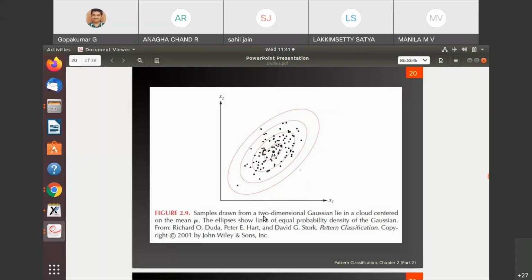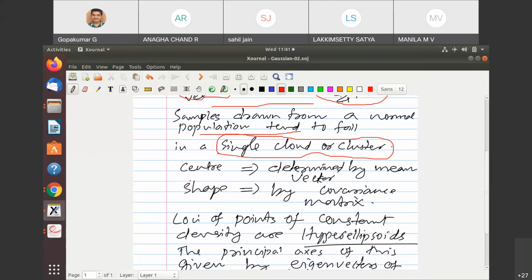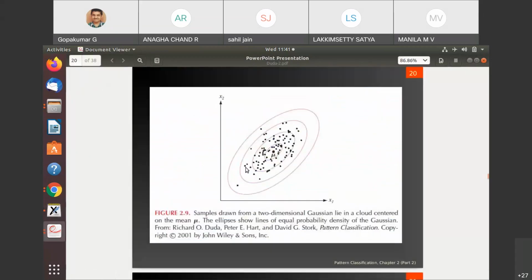So that is another point. The points will fall like this, just to have an idea. The center of that cloud is determined by the mean vector, and the shape is determined by the covariance matrix. Mainly it will be ellipse in shape, or we call it a hyperellipsoid in the multi-dimensional case.